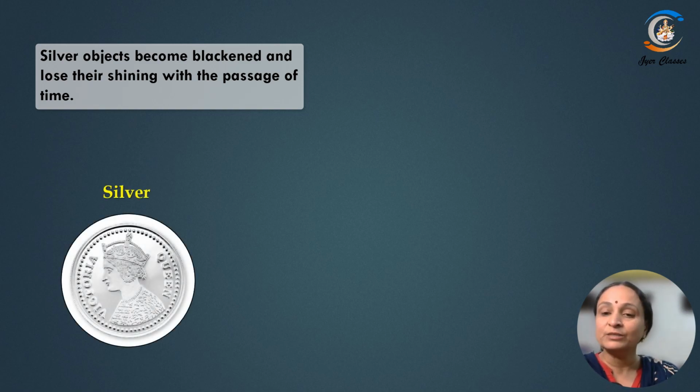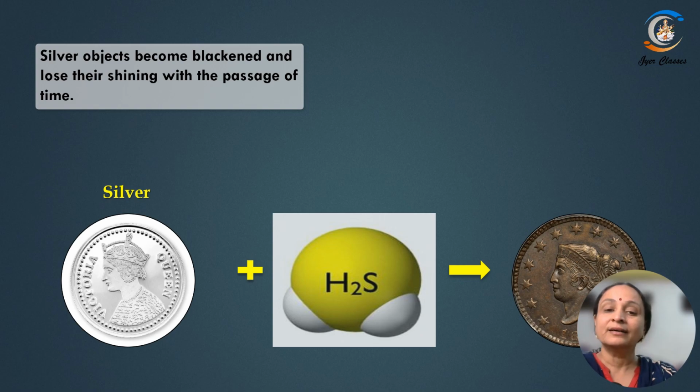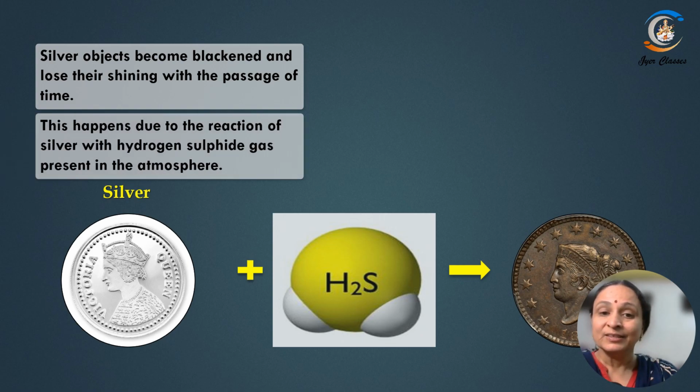Silver coin, if it is bright new, after some time H2S reacts with it and you get a black coating on it, and this is of silver sulfide, right? So again the corrosion has taken place. So metal is lost, है ना.